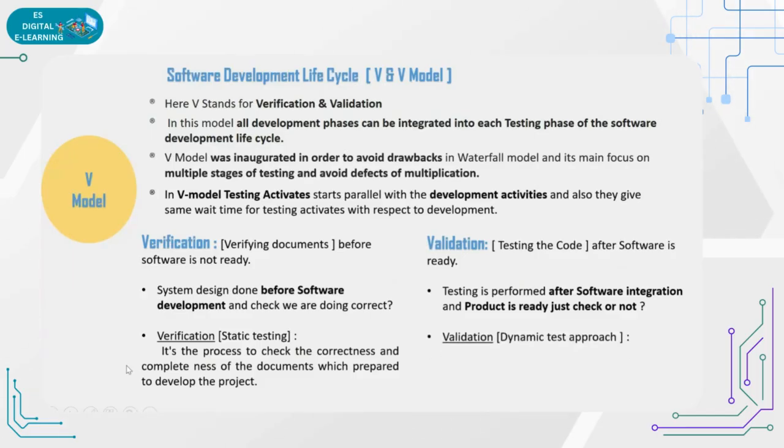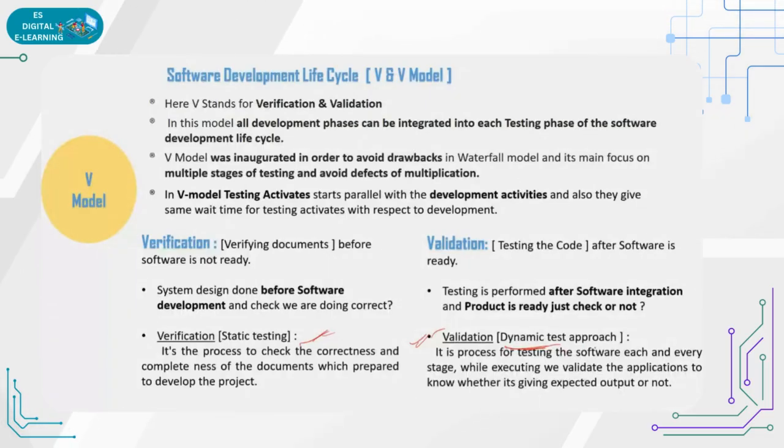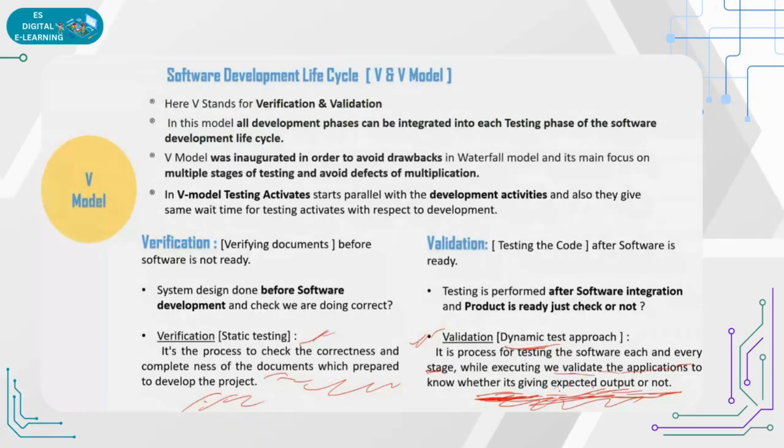Is that clear? Validation is dynamic testing, while verification is static testing. It is a process of testing the software at each and every stage. While executing, we validate the application to know whether it is giving the expected output or not. This is very important, so underline it. We check the product to know whether it gives the expected output or not. That is part of validation.